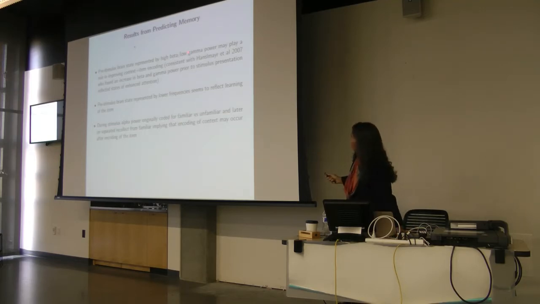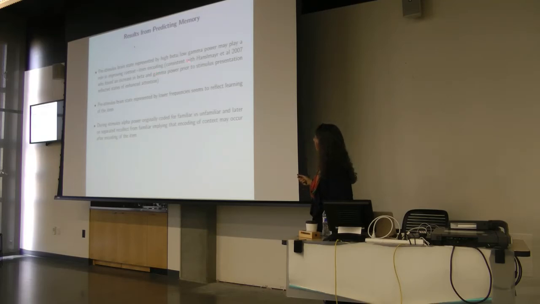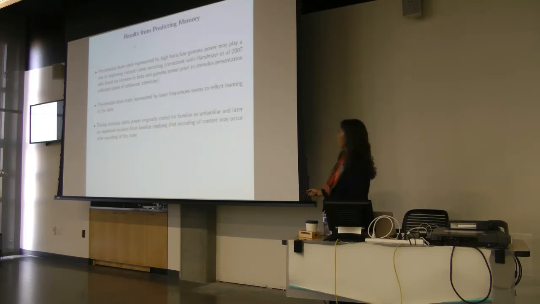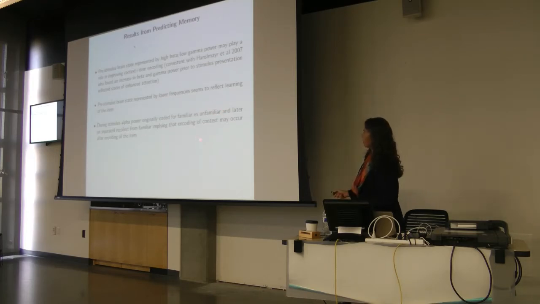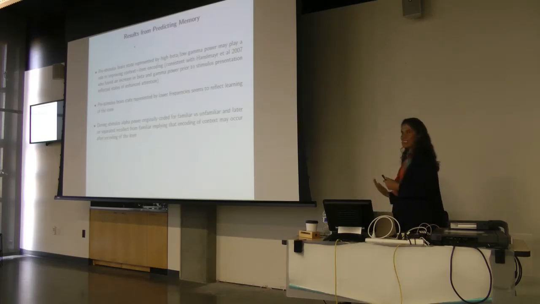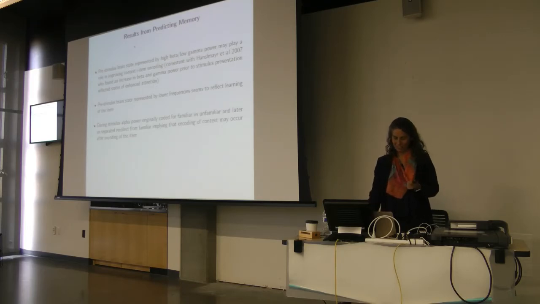So results from our predicting memory study show pre-stimulus brain state represented by high beta, low gamma power may play a role in improving the context plus item encoding. This is consistent with some other results finding that beta and gamma power prior to stimulus presentation reflected states to enhance attention. Pre-stimulus brain state represented by lower frequency seems to reflect learning of the item. And the during-stimulus alpha power originally coded for familiar versus unfamiliar, and later seemed to separate recollect from familiar, implying that encoding of context may occur after encoding an item, which you couldn't really expect anything else, but it's interesting that it shows that.